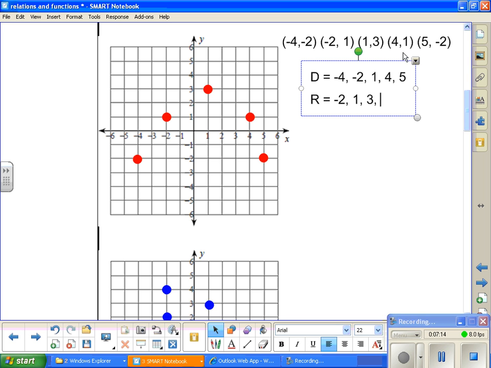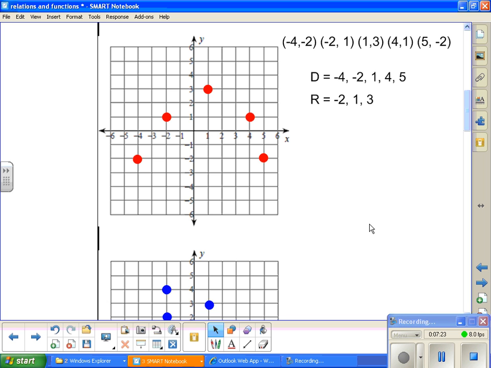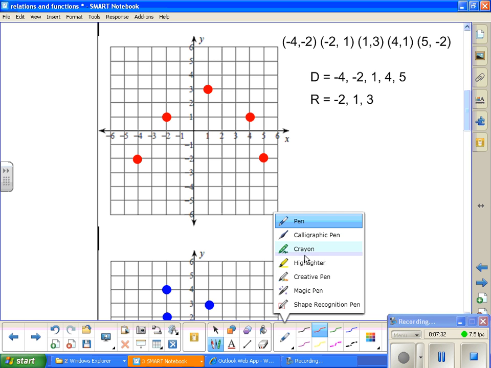The 1 appears a second time, so I'm only going to list it once. And then I have a -2, which appears again. So if you have numbers that appear more than once, you only list them once. So then you want to go ahead and look at your points. You can do it 2 different ways. You can look at your ordered pairs.